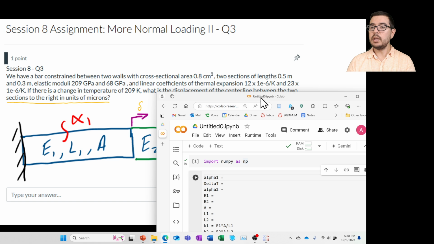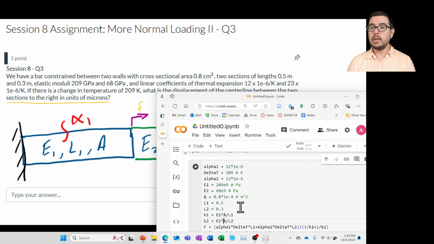So the alpha 1 is 12 times 1e to the minus 6, and that's dimensionless. Alpha 2 was given by 23. The delta T was 209, okay, K, so we can put K there, it's Kelvin. E1 is 209 gigapascals, so we'll do E9, and we'll just say that's in pascals. And the E2 was 68. The area is 0.8 centimeters squared, so 0.8, and then I'm going to do 1e minus 4 to give it to us in meters squared. L1 is equal to 0.5, and L2 is 0.3.